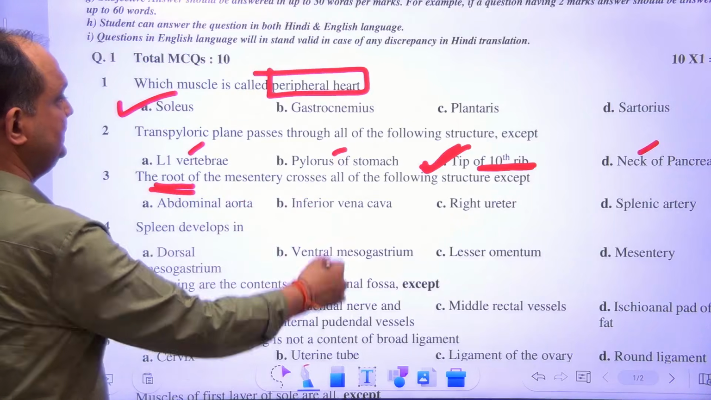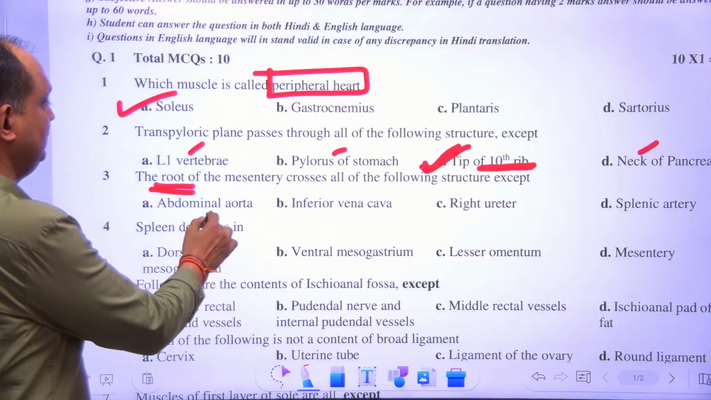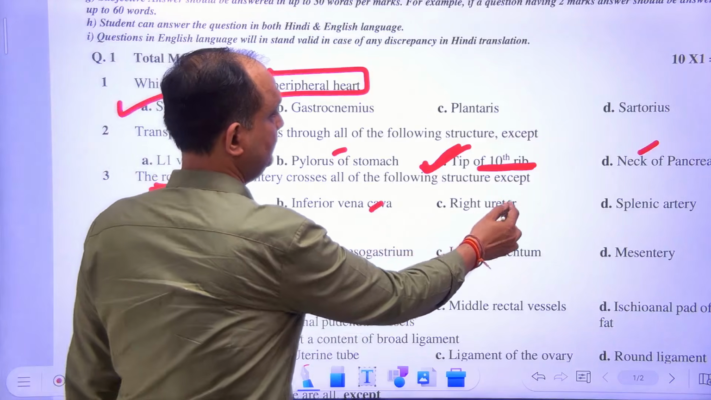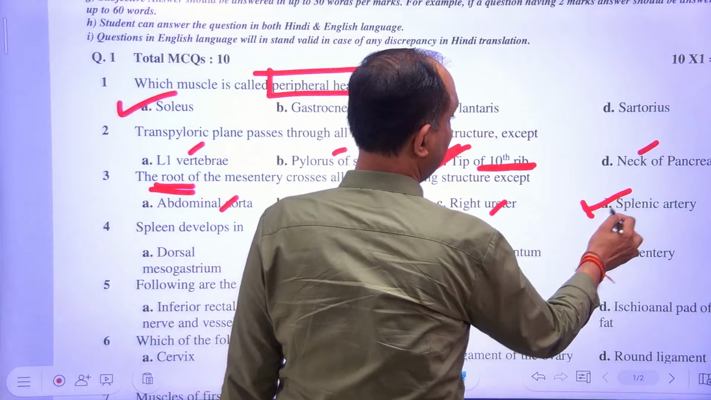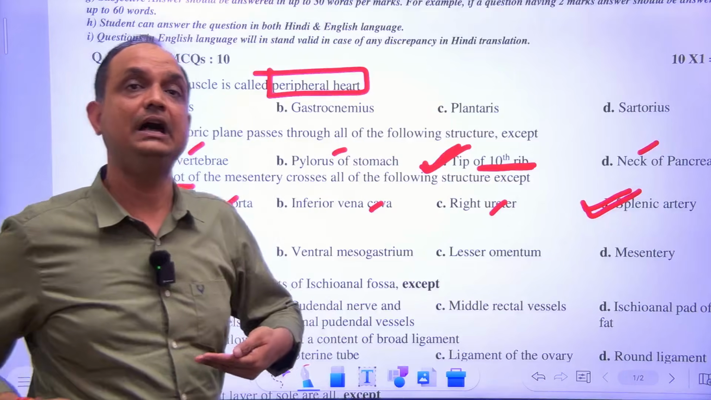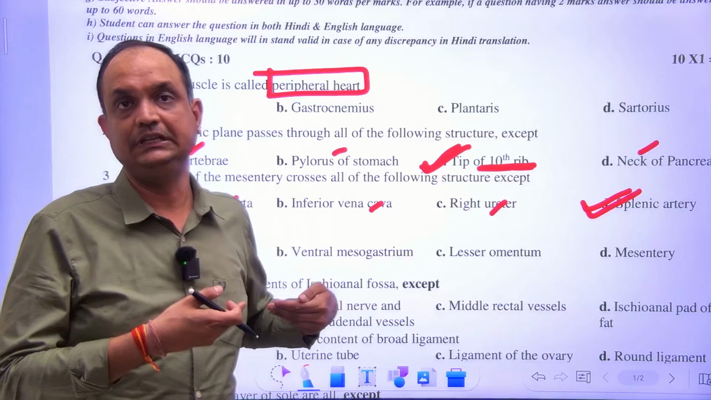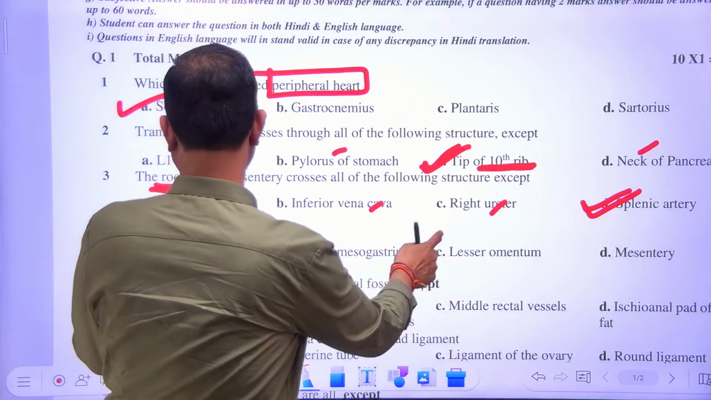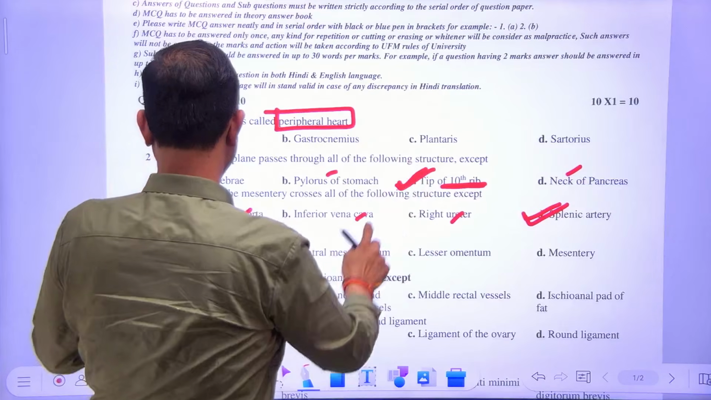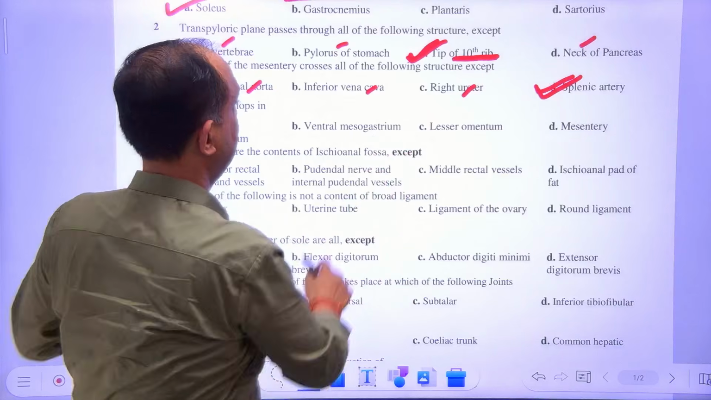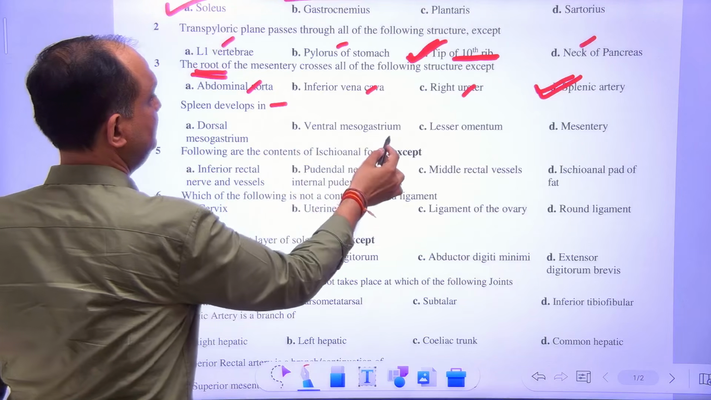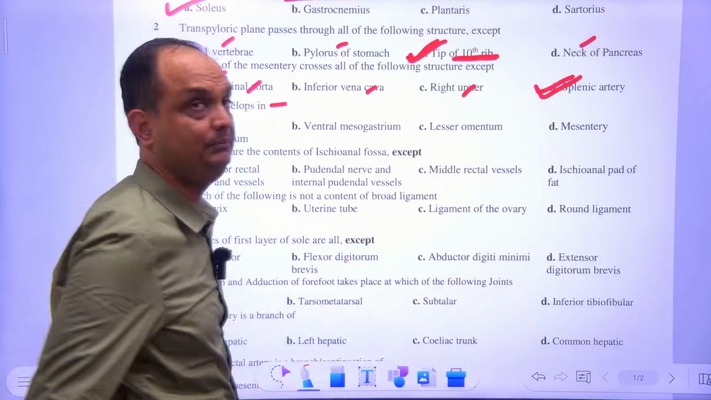So root of mesentery crosses all except abdominal aorta. Yes, it crosses the aorta, it crosses the IVC, it crosses the right ureter, but it does not cross the splenic artery because the splenic artery is very high and it is a branch of celiac trunk which never comes in contact with the root of mesentery. Now we will have the next question that spleen develops in. Now spleen develops in, what are the options? Dorsal mesentery, ventral mesogastrium, lesser omentum and mesentery.